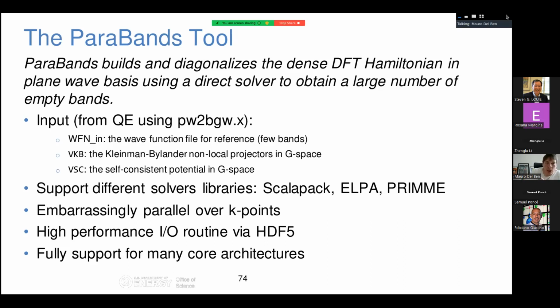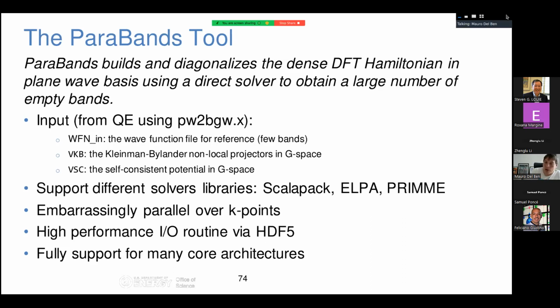Again, we are using external libraries. ELPA is being shown to be extremely effective and is gaining traction on GPU architectures as well. But there are also in-progress spectrum slicing kinds of approaches, which are embarrassingly parallel, and also embarrassingly parallel in k-points in this case.